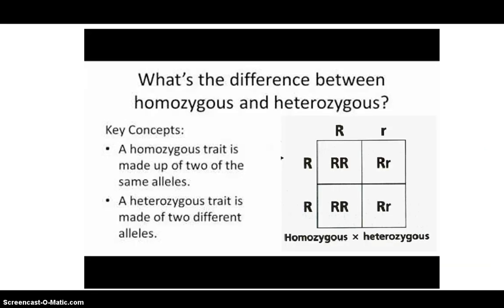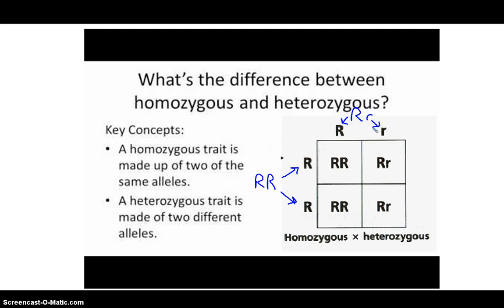Okay, so what's the difference? Again, a quick review of homozygous and heterozygous. A homozygous trait is made up of two of the same alleles. So if we had an individual that was big R, big R, the only gamete it could produce would be a big R. But a heterozygous individual is one made up of two different alleles. So an individual that was big R, little r, could produce two different alleles.